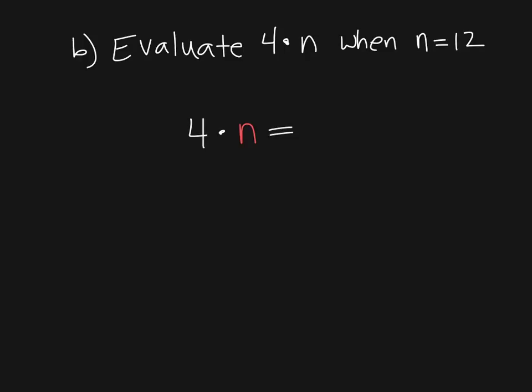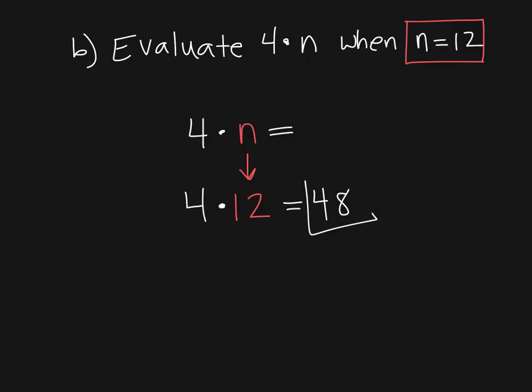So you write out your problem, 4 times n, and now we know that n equals 12, so we plug in, for n, we put in 12, and then we leave everything else the same. Let me erase that. Sorry. And now you just simply solve. 4 times 12 equals 48. And my answer is 48.